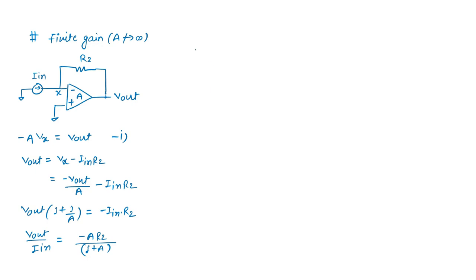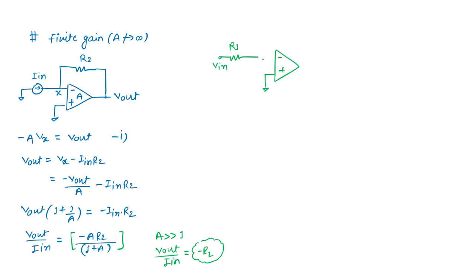So this thing we have seen. If my gain is very large, much larger than 1, then what we can say, Vout by Iin comes to be minus R2, which was the case of the ideal amp also. That we have seen. The same thing again can be done when this current is implemented by using some resistor R1, and this is the Vin.